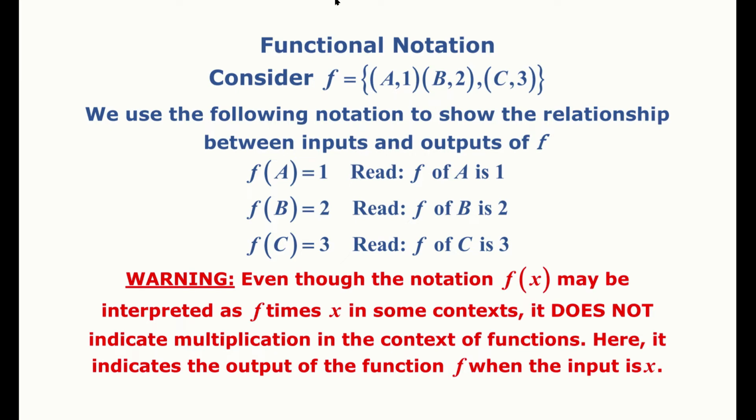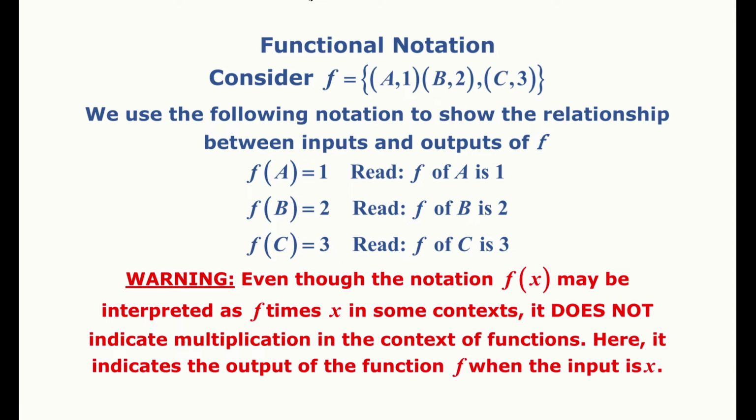You say f of A is 1. So basically what you're saying is that the output of this function is 1 when the input is A. For this function, the output is 2 when the input is B. The output is 3 when the input is C. So f of C is the output of the function f for input C.